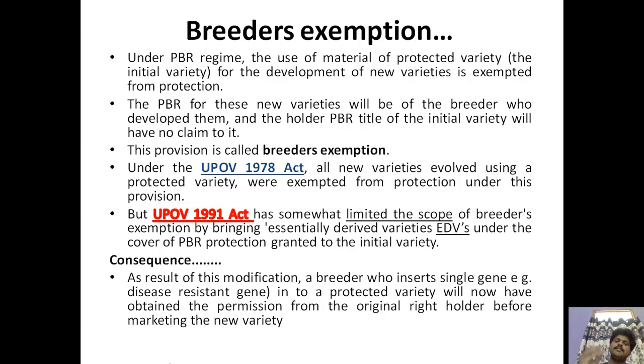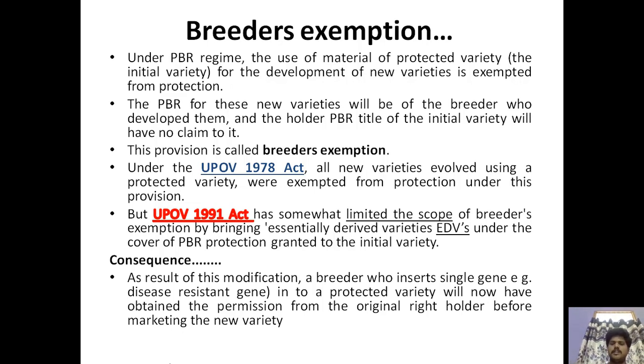And there is a change in this. Under the UPOV 1978 Act, all the new varieties evolved using a protected variety were exempted from this protection. That is, if you are using a certain variety and trying to improve it, then the new improved variety is also protected. Then the UPOV 91 Act limited the scope of breeder's exemption by bringing the essentially derived varieties under the cover of PBR protection granted to the initial variety.